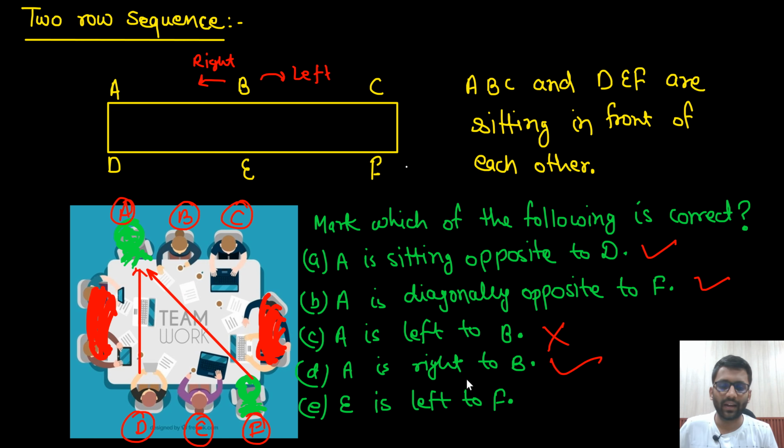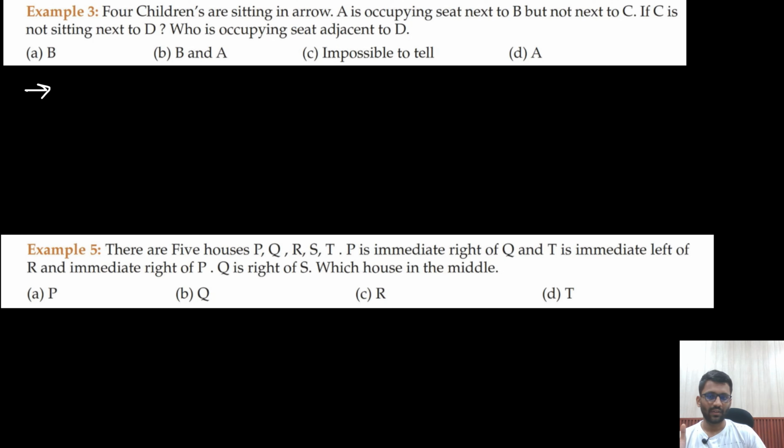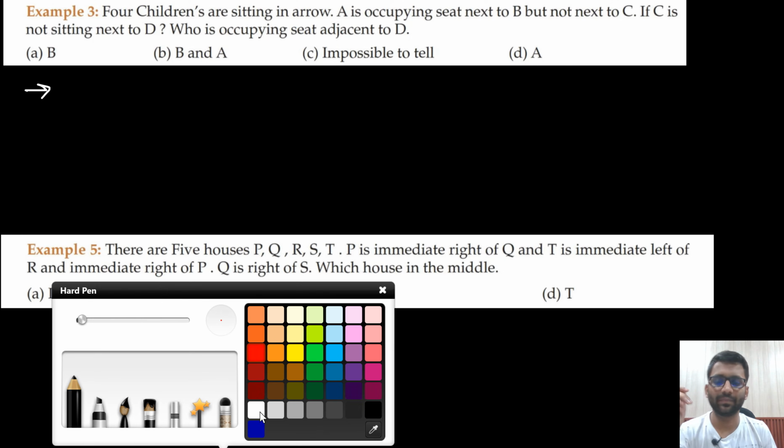And E is left to F. So you have to put yourself at the place of F. What is the left hand direction of F? This is the left hand direction, and this will be the right. So in the left of F, E is sitting. Yes. So I hope you are understanding how I am doing the sitting arrangement. Well and good. Let's move towards the questions.